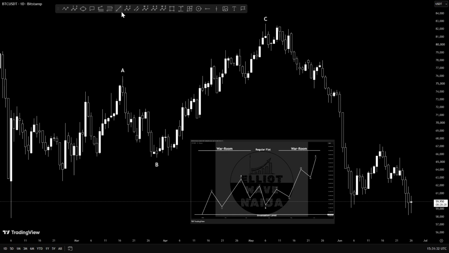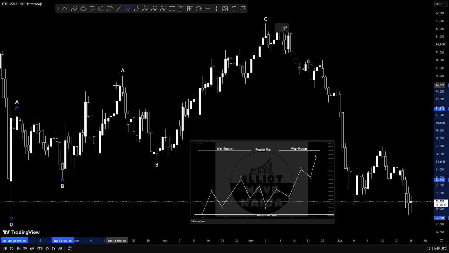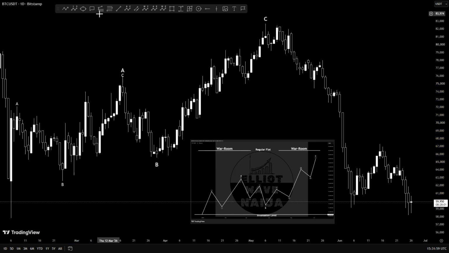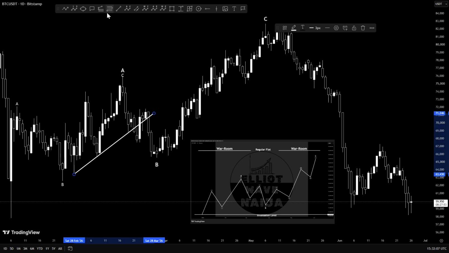Now let's start. The subwave we have for wave A is in 3, right? This is wave A, a corrective structure ABC, and wave B and wave C of this subwave end up forming what is called an ending diagonal pattern. This is how it looks, connecting them with the trend line and all that.